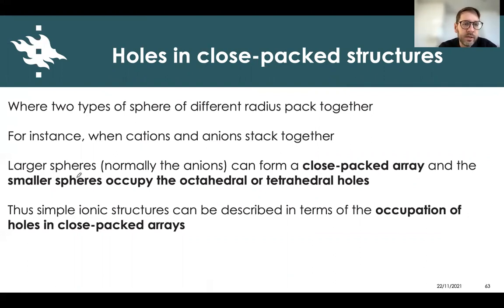So far, we have discussed only the scenario in which we have hard spheres, and all the spheres were identical. But we also have the scenario in which two different types of hard spheres with different sizes are packing together. And this is important in the context of ionic compounds, or ionic solids, in which we have the stacking of cations and anions, right?